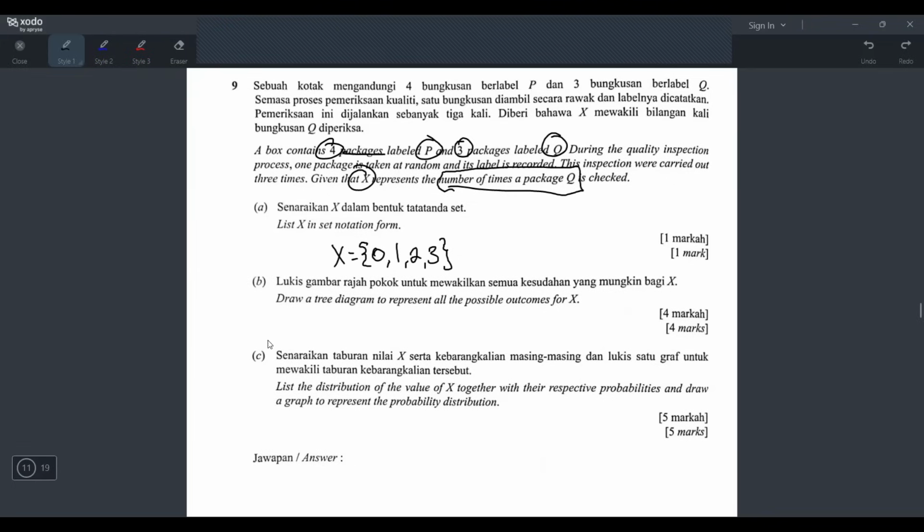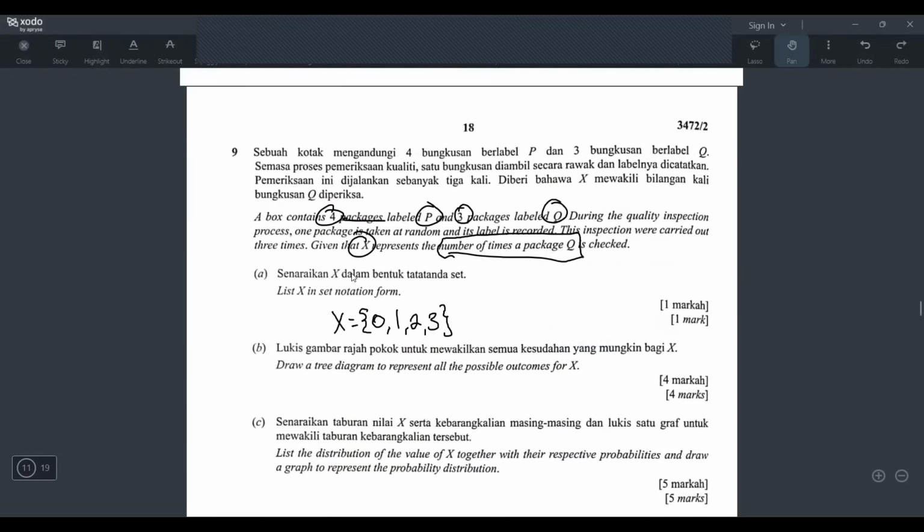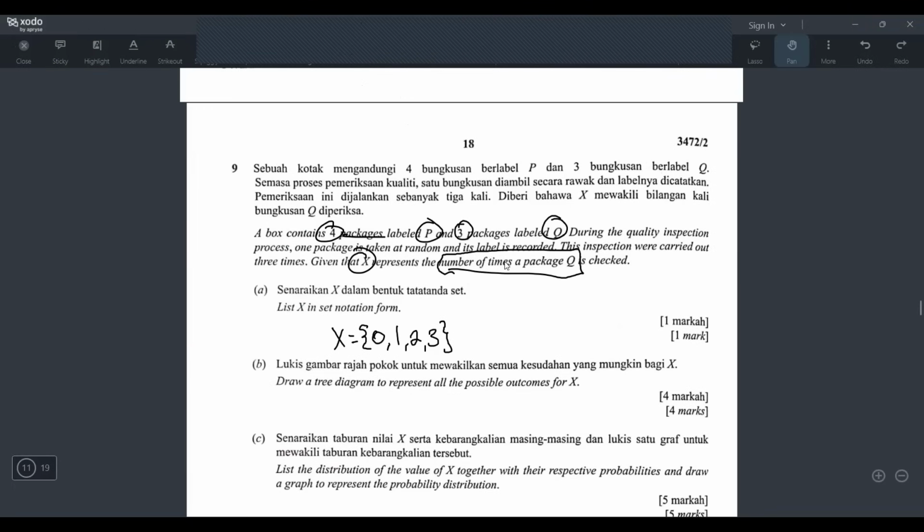So that's the answer. Okay, B, draw a tree diagram to represent all possible outcomes for X. Did they provide me any? Oh, nothing. Okay, so I'm just going to draw it myself. So let's draw the tree diagram myself. If I do it 3 times, right? But did they mention with replacement or without replacement? During quality inspection, one package is taken and the label recorded.